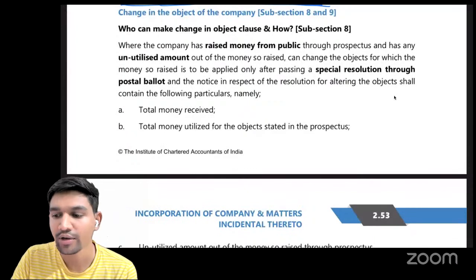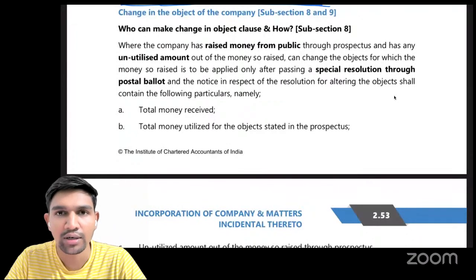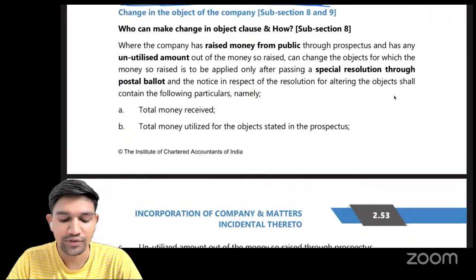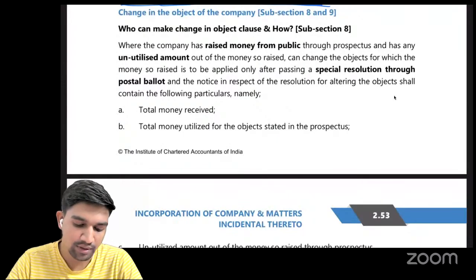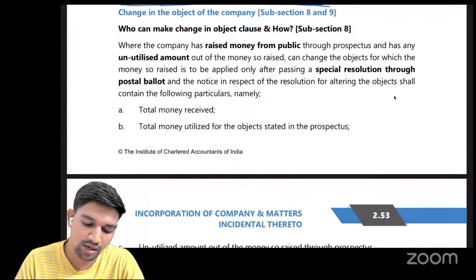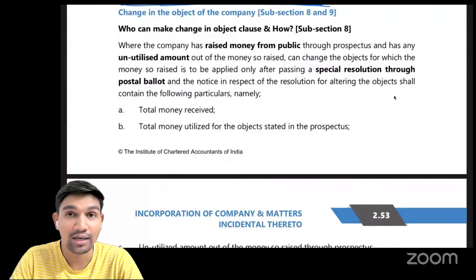In that, we have discussed the name clause alteration and situation clause alteration for registered office from one state to another state. Now, here we are going to learn the change in the object of the company. When we discuss the change in the object of the company, the thing we need to understand is who can make a change in the object clause and how.